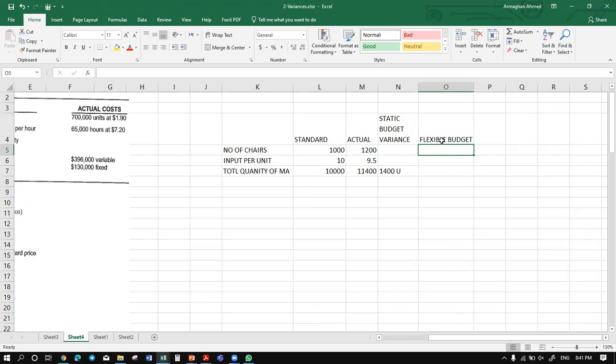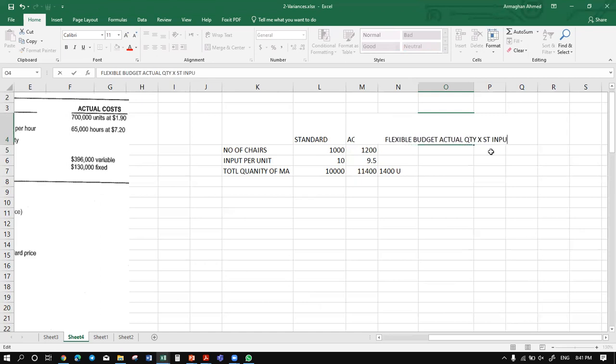So in the flexible budget, we are doing actual input, or actual quantity, times standard input. This is the formula that we will follow. Flexible budget: actual quantity into standard input.